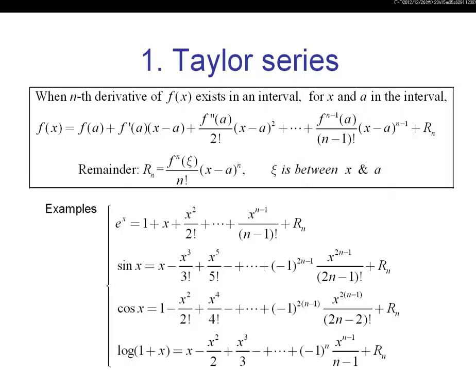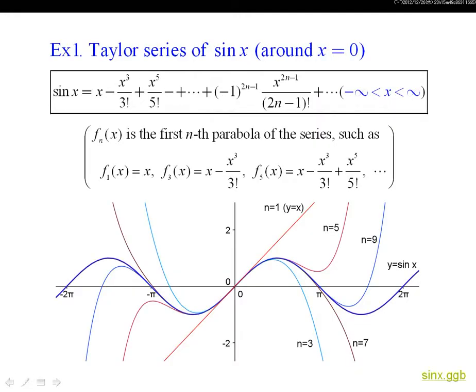This is a formula of Taylor series, and these are examples. Example 1, Taylor series of y equals sine x around x equals 0. Sine x equals x minus x cubed over 3 factorial plus x to the power of 5 over 5 factorial, and so on. And this series converges from minus infinity to infinity.